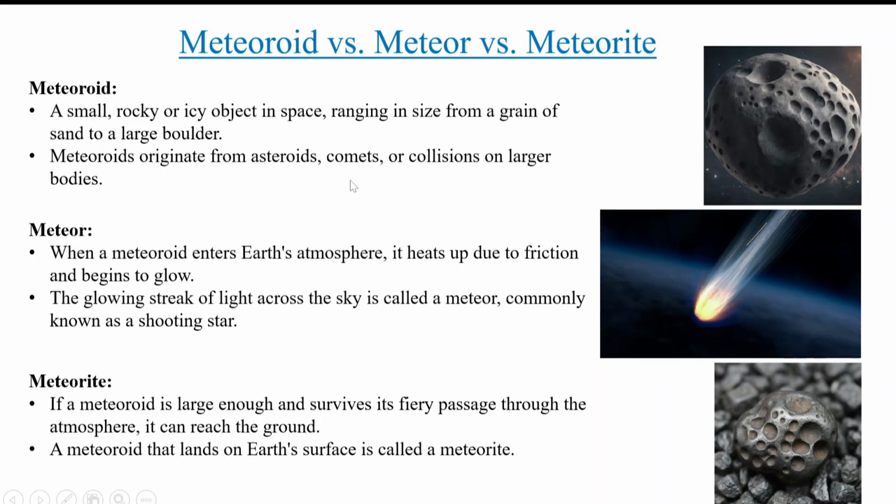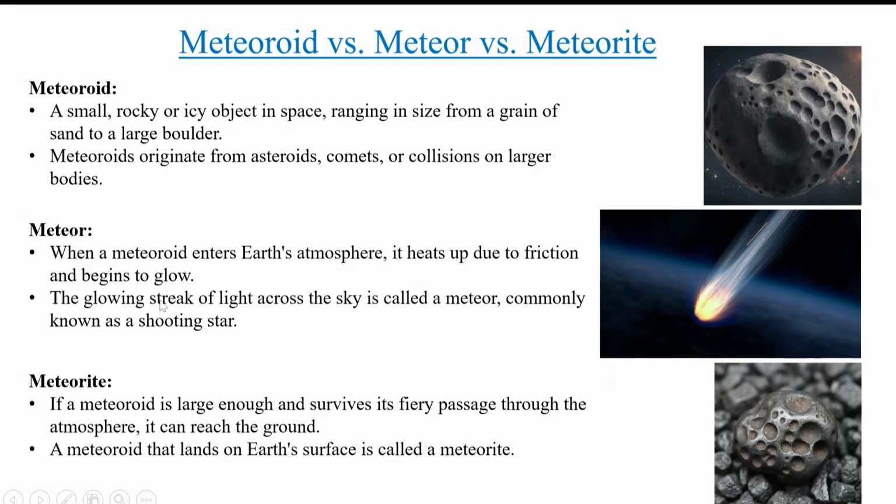On the other hand, meteor: what we are looking at here is a matter of location. So it is a meteor when a meteoroid enters the Earth's atmosphere, heats up due to friction and begins to glow. The glowing streak of light across the sky is called a meteor, commonly known as a shooting star, and we generally make a wish after looking at a shooting star. It is nothing but a meteor.